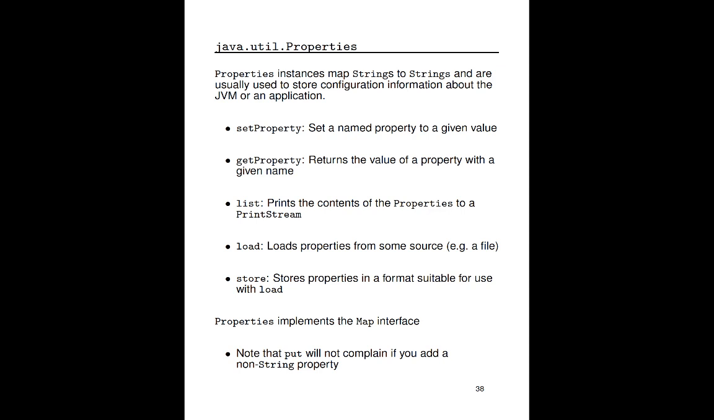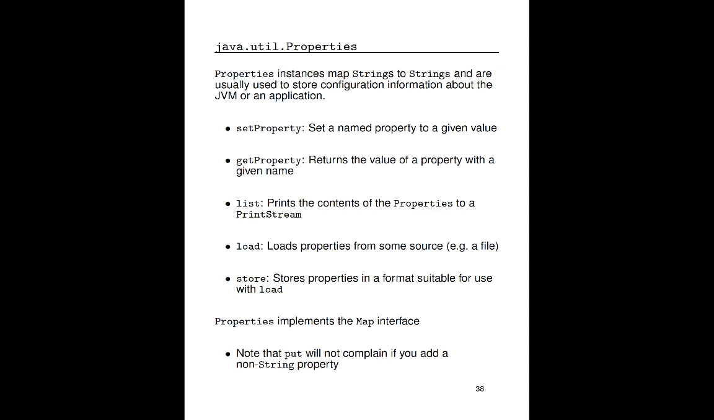So a properties object has the ability to get and set a particular property's value. You can also list all of the pairs in a properties. You can send that to a print stream. So this makes it easy to print a properties to System.out. And you can also load and store properties from some source, like a file or a database or someplace else.